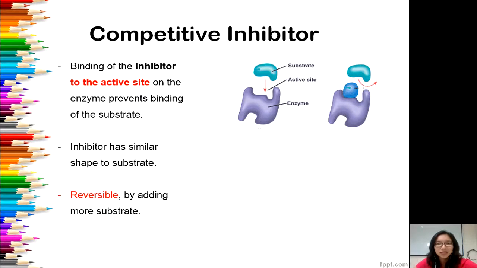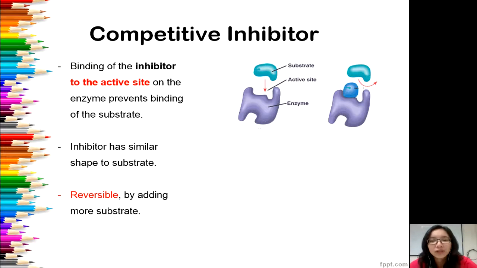So what does this inhibitor do? Competitive inhibitors like to compete with the substrate. This kind of inhibitor likes to bind on the active site of the enzyme, so they prevent the substrate from binding into the active site as usual. As the name says, competitive, they compete. Who comes first? They bind first, between the substrate and the inhibitor.